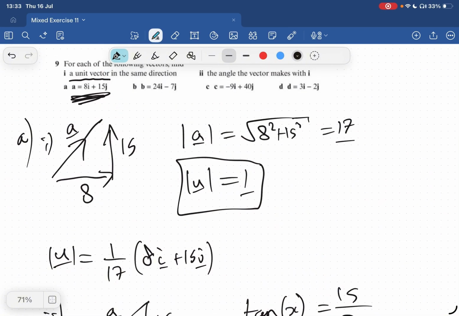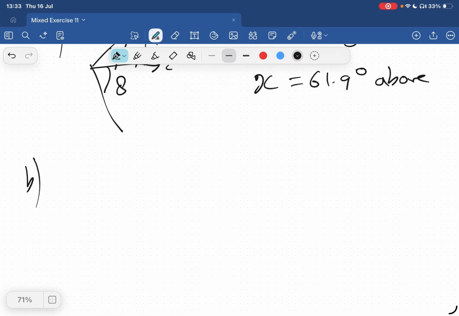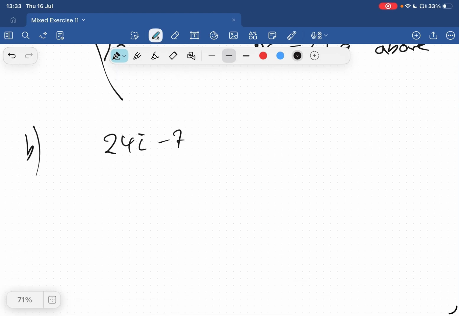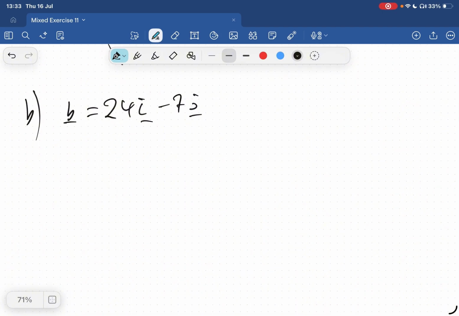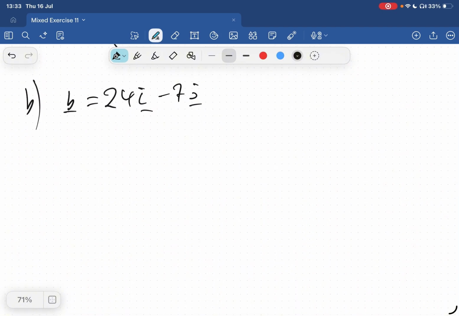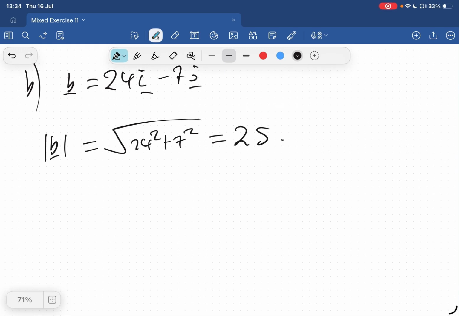Perfect. Now, part B, we've got 21i minus 7j. First, we need to find the unit vector, since it's going in the same direction. We just need to find the magnitude of b, which is the square root of 24 squared plus 7 squared. Put that on the calculator because I can't do that in my head. And we get 25. So to find this unit vector, we just divide by 25.